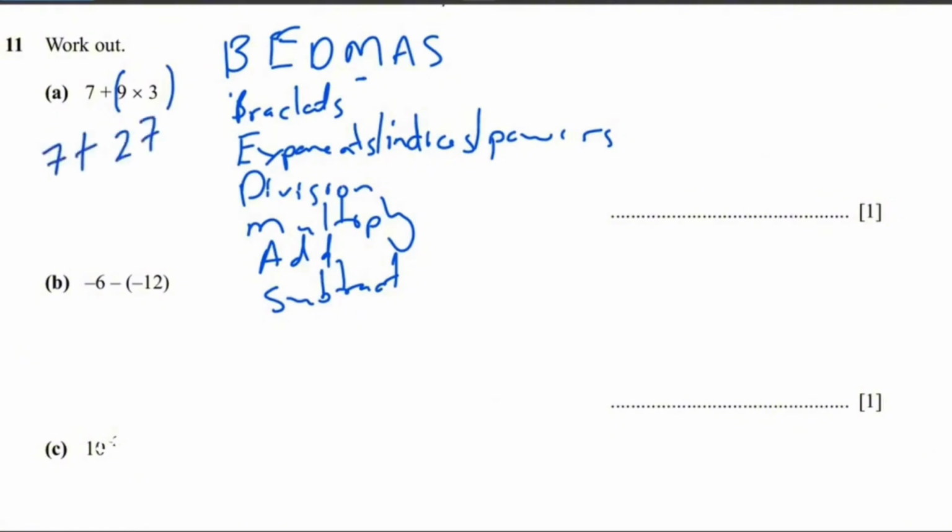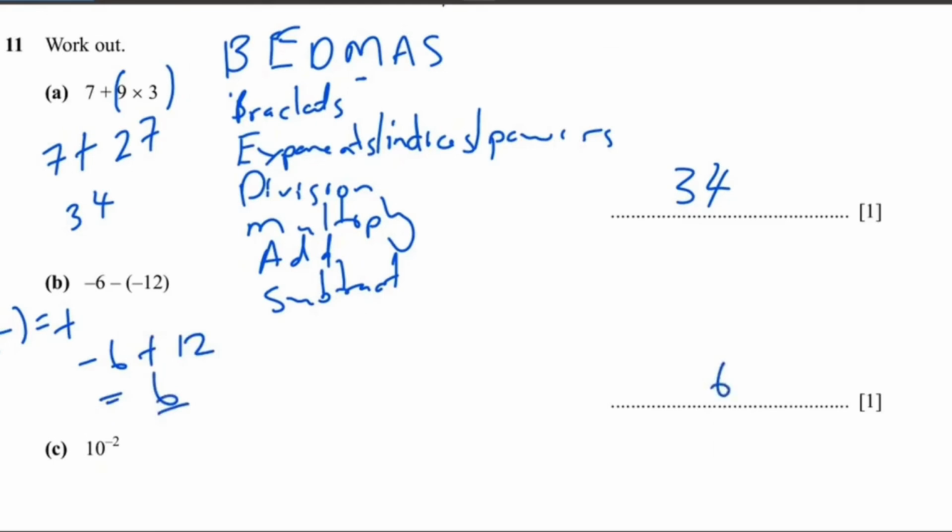So 7 plus 27, that's 34. So we write our answer here, 34. In the next one, minus 6 minus 12, we know that whenever we subtract a negative number, it is the same as adding. So it is the same here, minus 6 plus 12, which is the same as saying 12 minus 6, which gives us 6. So this gives you positive 6.